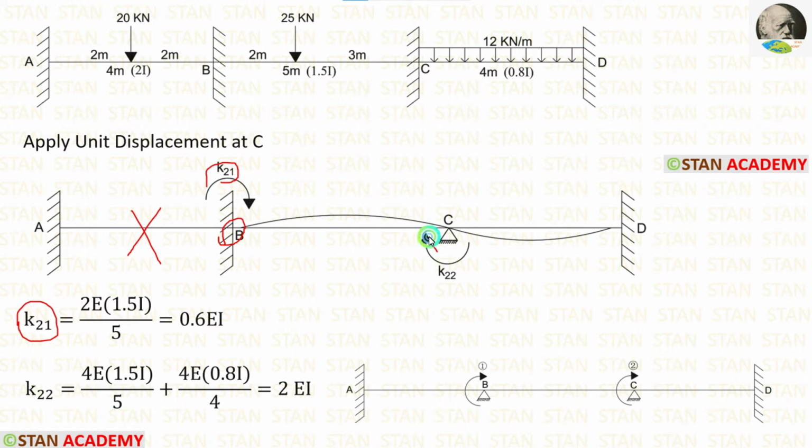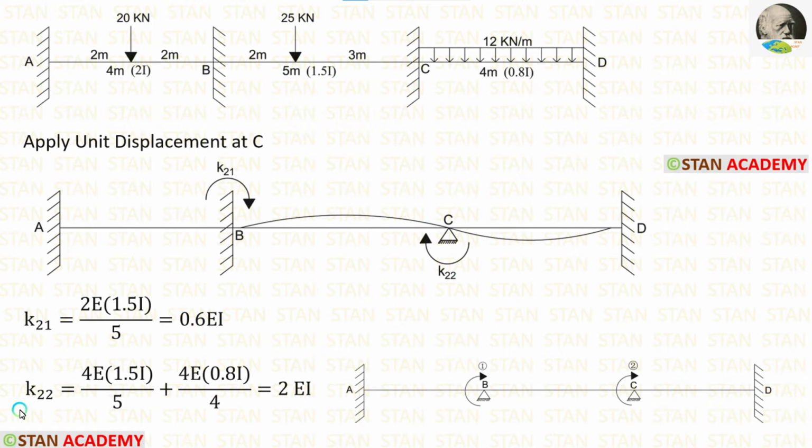On the right of B, we are having a hinged support. If the far end is hinged, the formula is 2EI upon L. For BC, the moment of inertia is 1.5I. So instead of I, we have to apply 1.5I. Length of BC is 5 meter. Let us apply that. Finally, for K21, we are getting 0.6 EI.